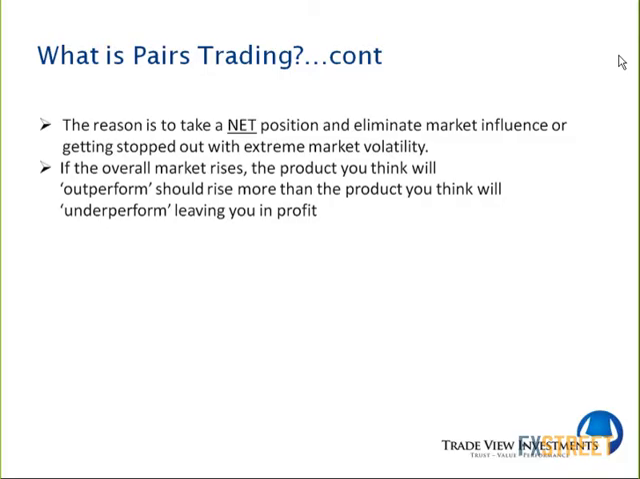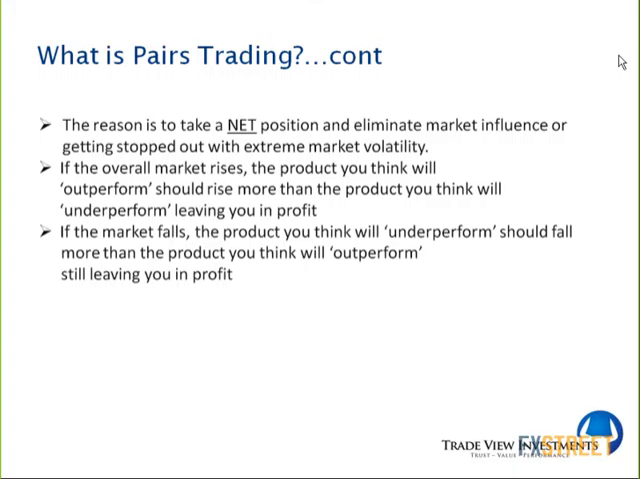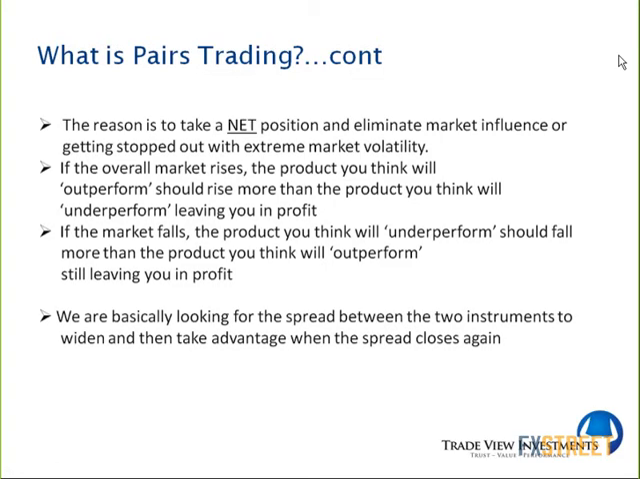Effectively, if the overall market rises, the product you think will outperform should rise more than the product you think will underperform, leaving you in a profit. And same if the market falls, the product you think will underperform should fall more than the product you think will outperform. Basically, you're trying to maximize one performer over the other. What we're basically looking for is the spread between two instruments to widen, and then take advantage when the spread closes again.